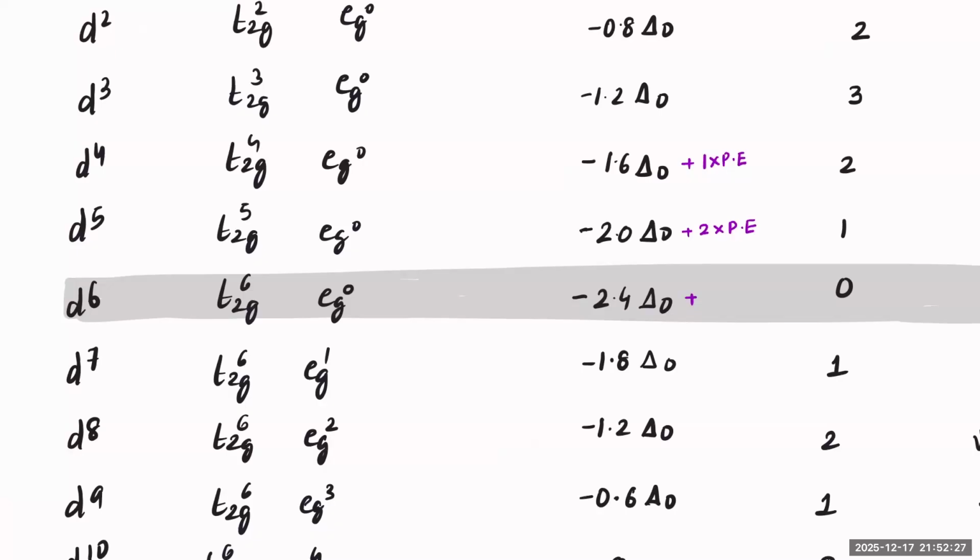See, in the case of D6, imagine that before the ligands have approached, there is already one pair existing, correct? In D6, already there is one pair existing. Now, after splitting, it has become like this. Now, tell me how many new pairs you have created? Two new pairs. So that's why it is 2 into pairing energy.